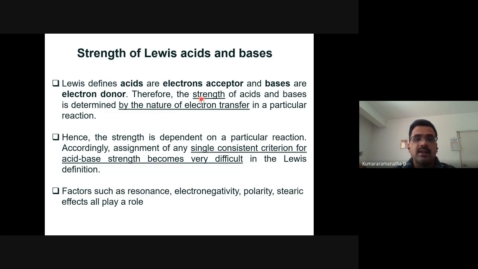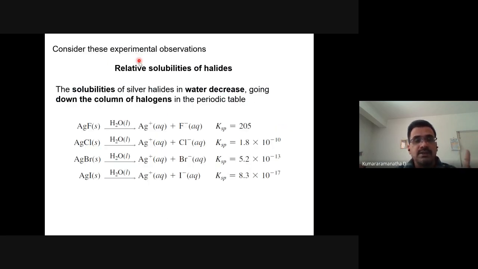In order to explain that, you are already aware of electron acceptor versus electron donor as acids versus bases. The strength, depending on the reaction, we need to assess, and it should be a criterion for acid-base strength, especially if we go by Lewis definitions. Again, we need to take into account electronegativity, polarity and steric effects along with resonance structures in order to say which acid has strong binding affinity and which does not. If you look at the experimental observations, you all know silver bromide or silver chloride precipitation reactions in chlorine estimation, where you can see the solubility product.